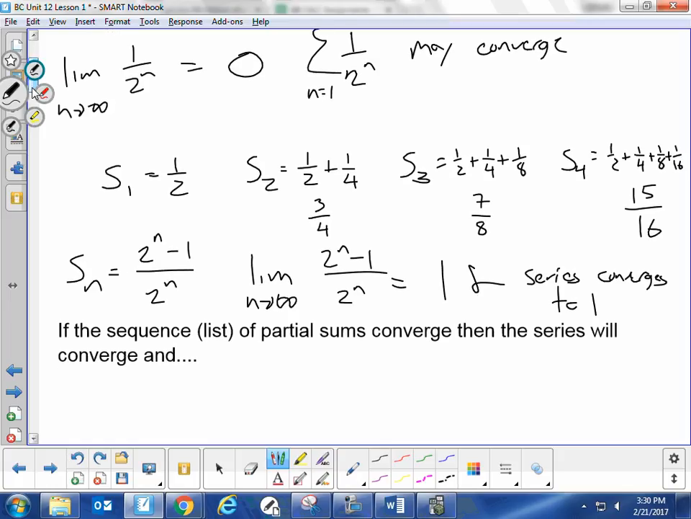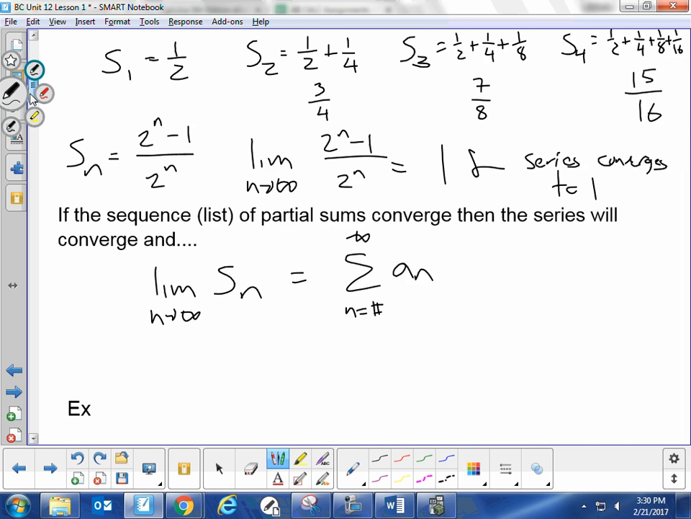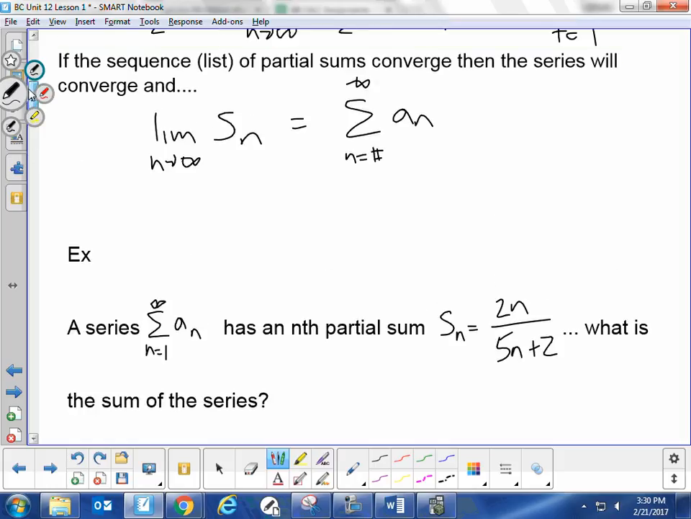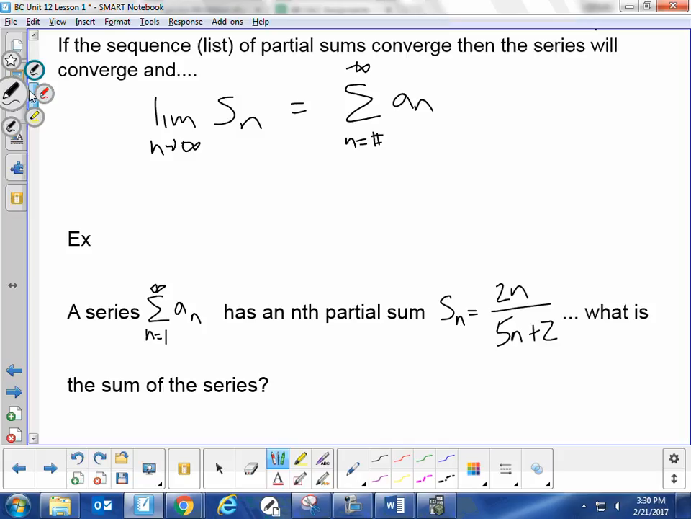Okay? So if a sequence of partial sums converges, then the series will converge, and the limit of the sequence of partial sums will equal the sum that we're looking at. Let me give an example of that. A series, A sub n, has an nth partial sum, S sub n, which is equal to 2n over 5n plus 2. What is the sum of the series?